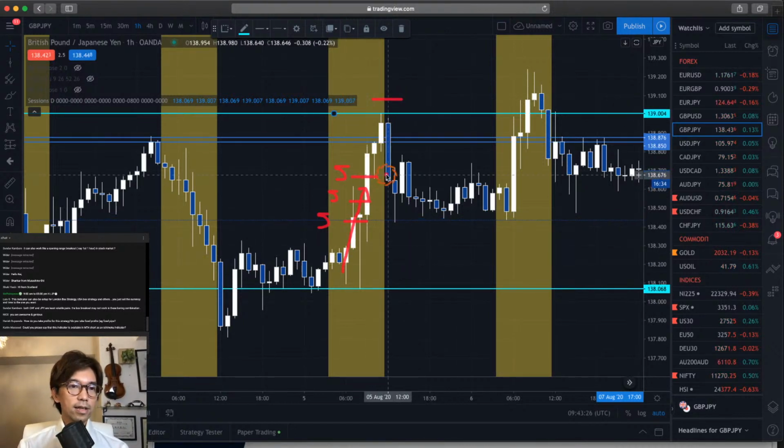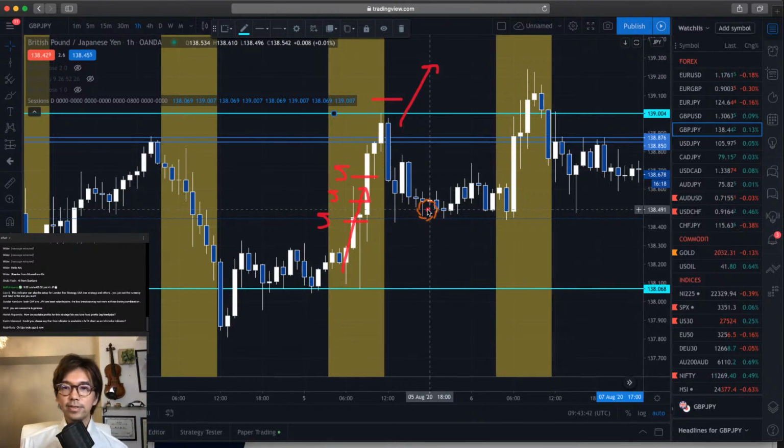When they sell, they put the stop loss above the recent high, which is at this level, as the Asian session ends. So that's why when it breaks out, it goes big towards upwards.